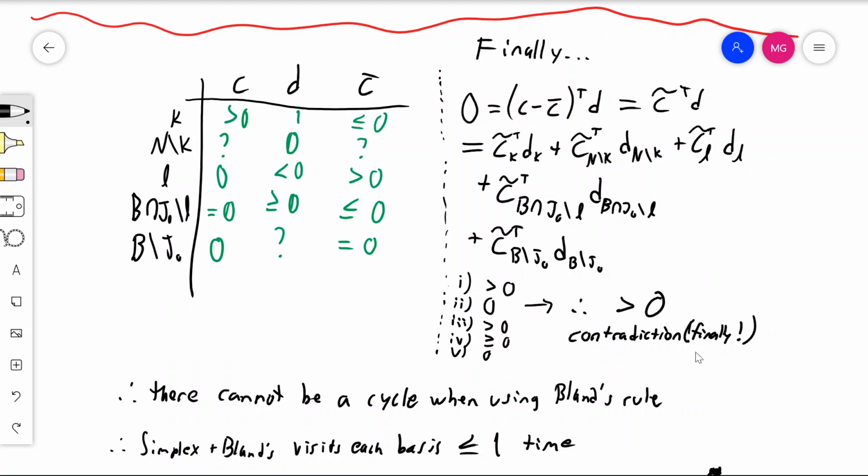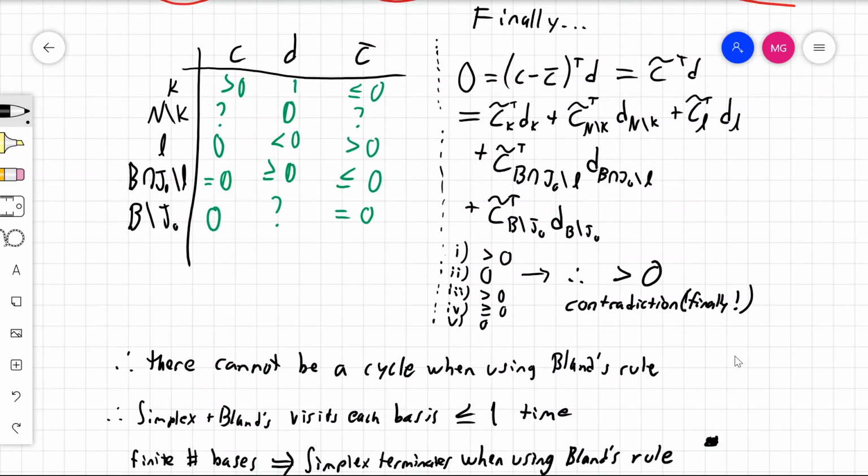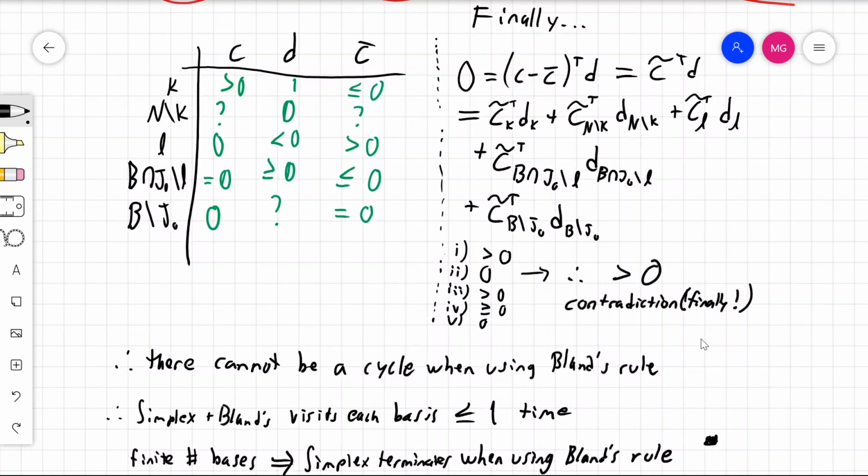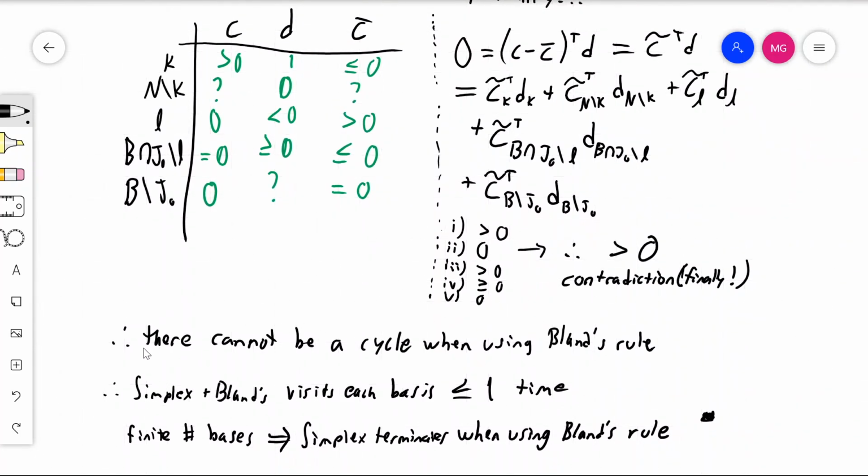So it's strictly positive, and that is a contradiction with the fact that it's supposed to be equal to 0, because these two, C transpose D and C bar transpose D, are supposed to be equal, and that is our contradiction. So finally, we got there. So that's it. So therefore, there cannot be a cycle, because if there was, you could go through this entire list of things that we've just gone through this entire video, and you'd get this contradiction. So there cannot be a cycle when using Bland's rule.